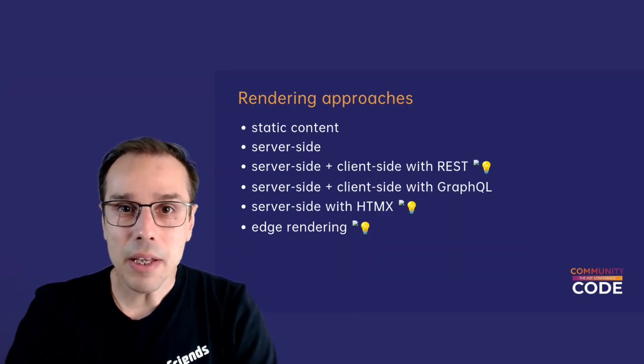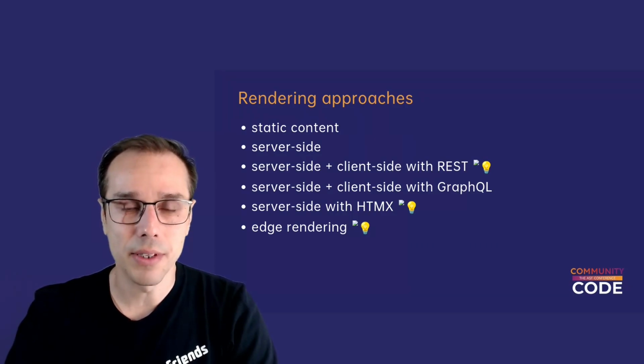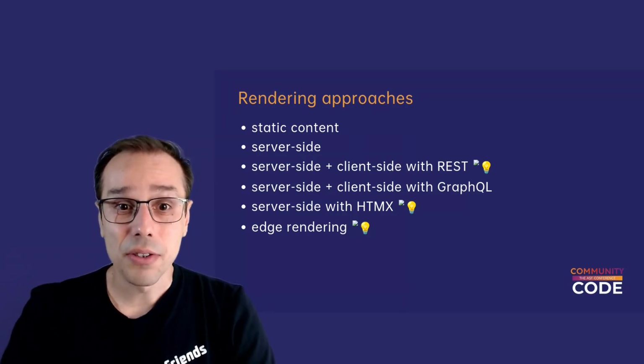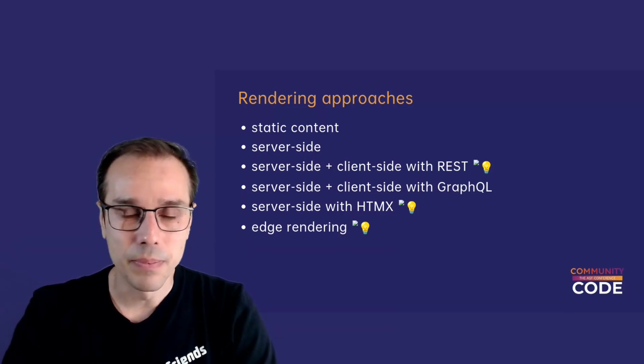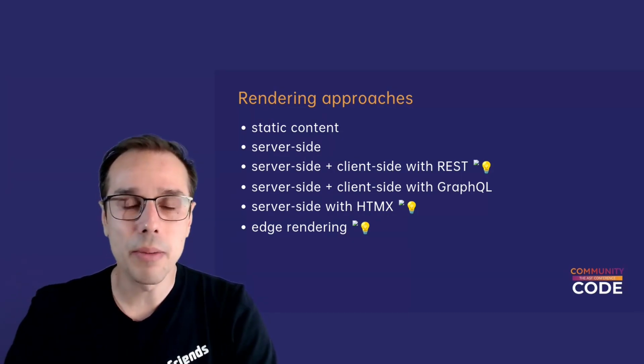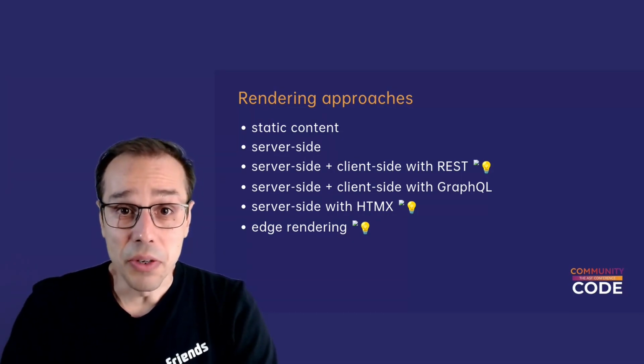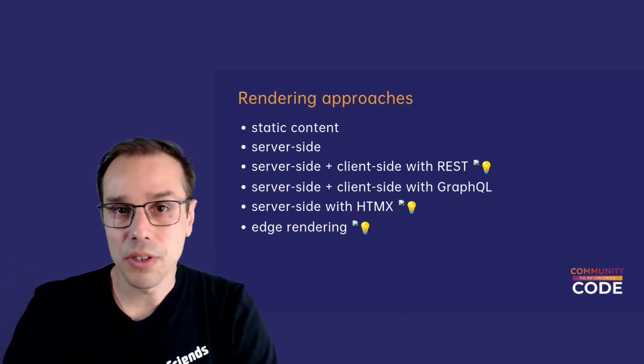So that being said, there are a number of rendering approaches that we can take, and these are not necessarily points on a scale. Those are more of a spectrum. We can evaluate them in terms of different criteria. So the simplest one is static content.